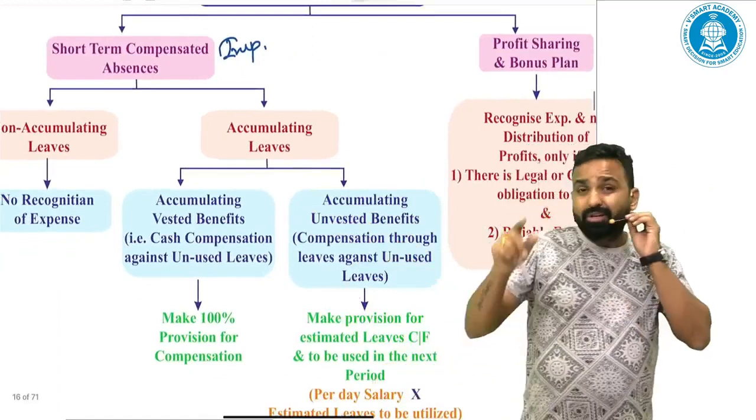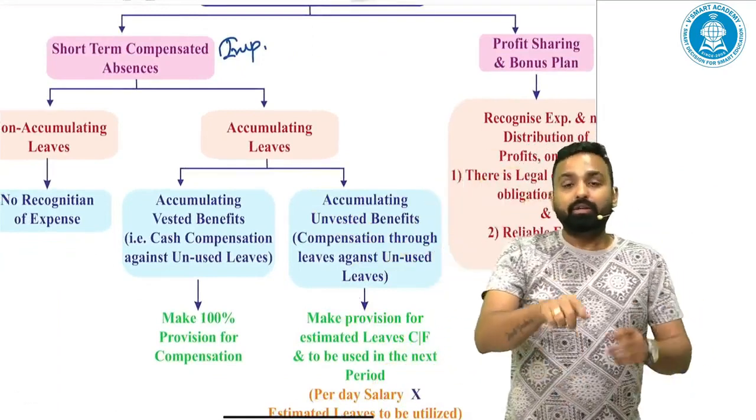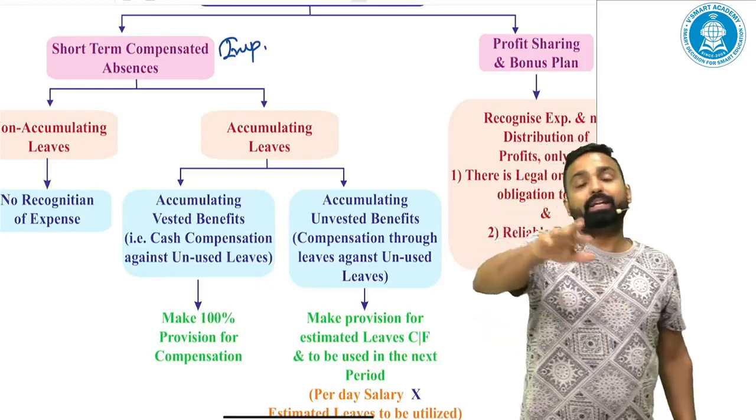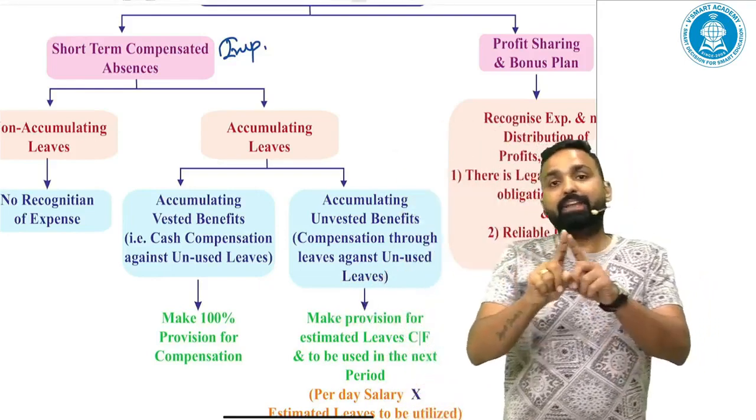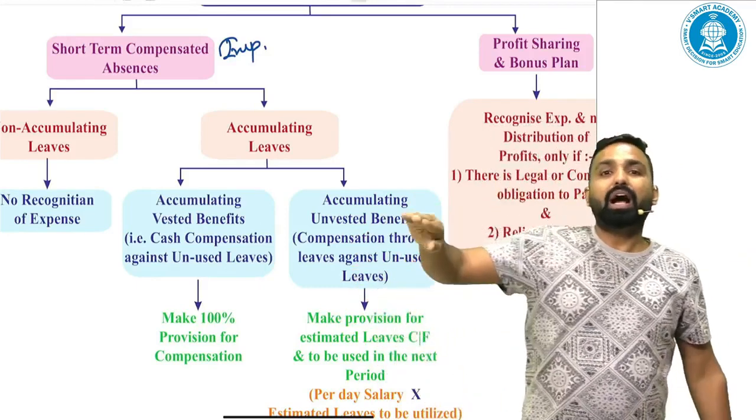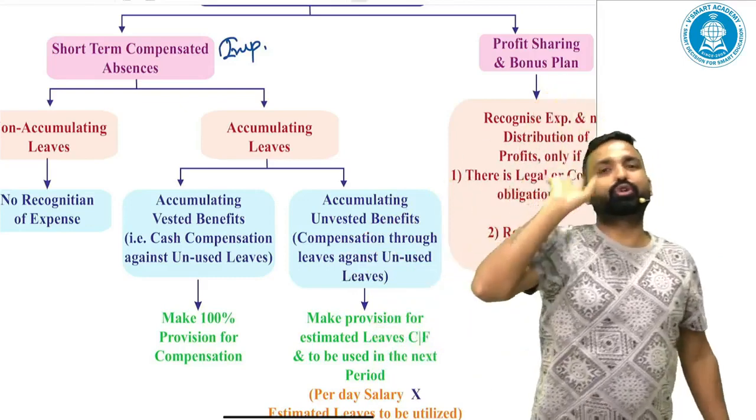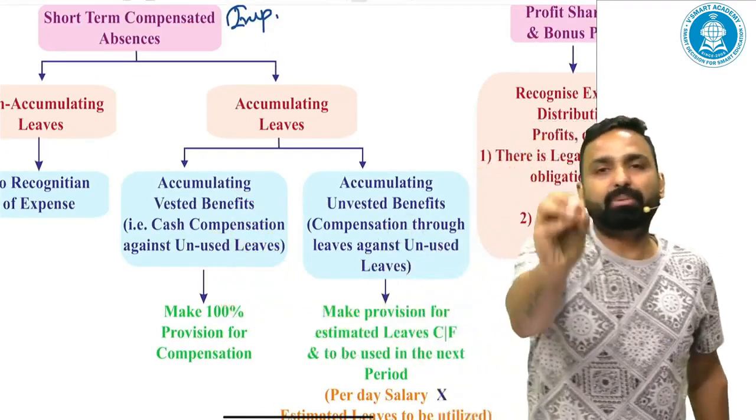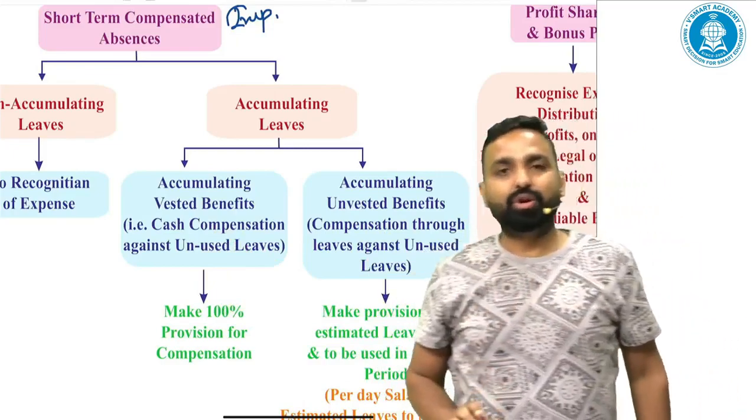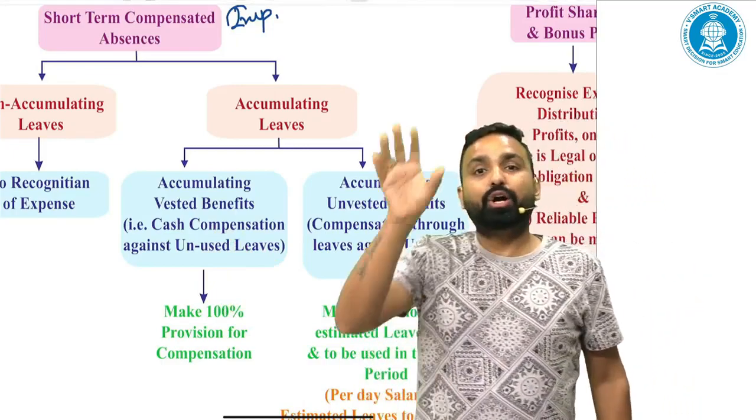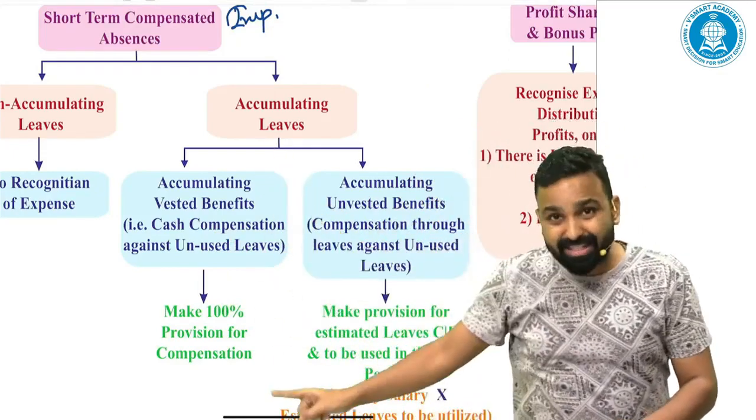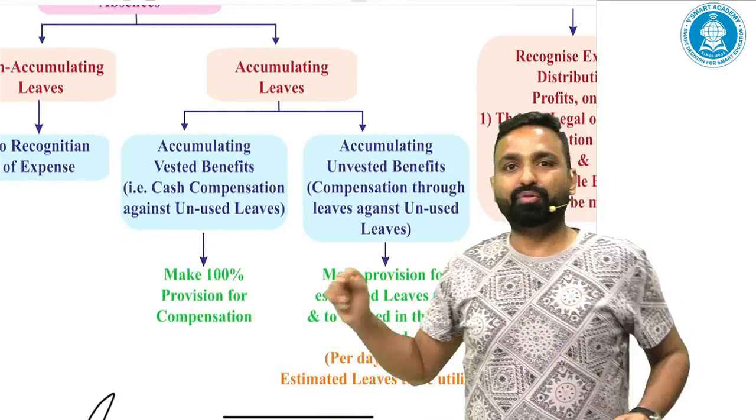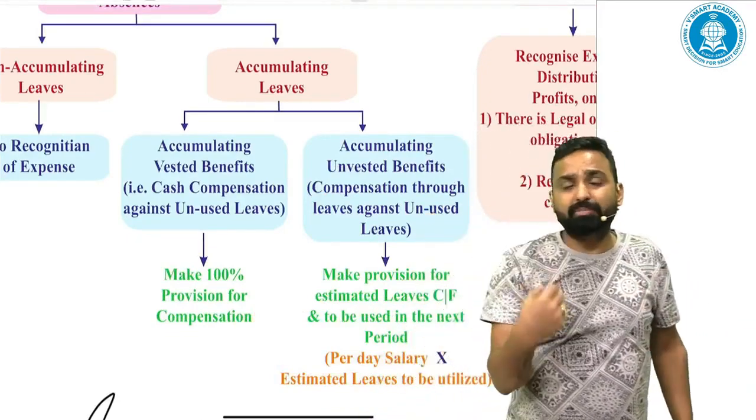But suppose I am giving a benefit to my employee for those 5 extra days he worked in my company. The benefit can be given in two types. First, I will pay him extra salary for those 5 days. That means a cash benefit. That is called accumulating vested benefits, the cash compensation. You were allowed 30 leaves in a year, you actually took 25, and the other 5 are unused leaves. For unused leaves, I will give you cash compensation. So in this case, I have to book an extra 5 days of expense in my books of accounts as a provision, because obviously you will ask me for the cash.